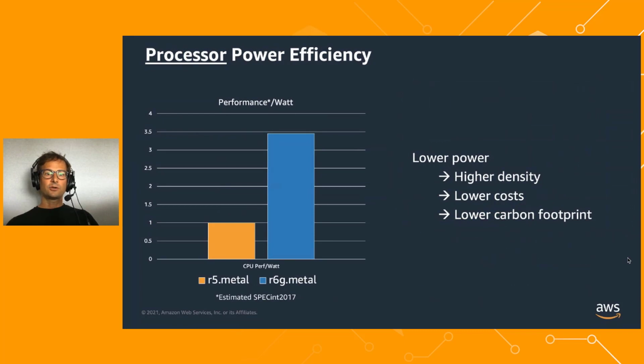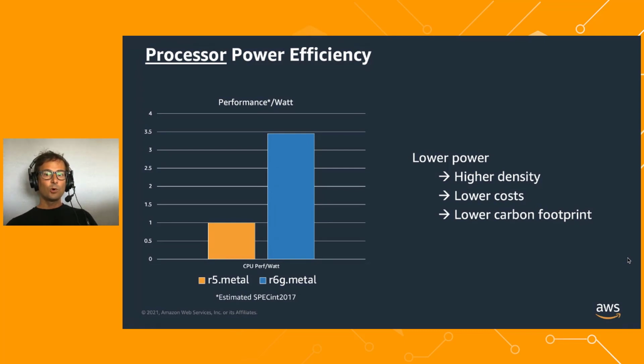Another thing that is important about the Graviton processor: ARM cores are known to be quite power efficient. So we've measured the power efficiency of our R6G instances and compared that to our R5 instances. And when looking at the processor power efficiency, we were able to measure up to 3.5 times better power efficiency on the R6G compared to the R5.